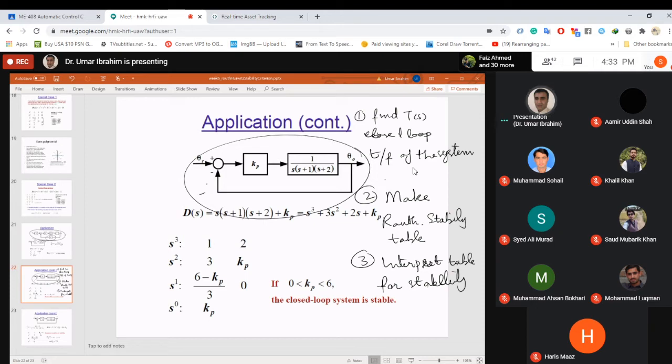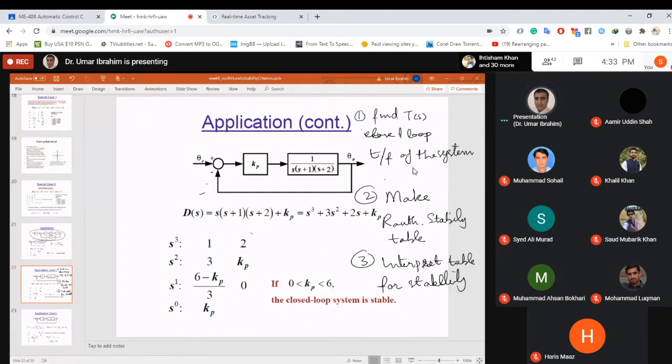Step number 2, make a table, this table here. Step number 3, look at the table and from the table find the value of kp for which the system is stable. Will everyone remember these 3 steps?